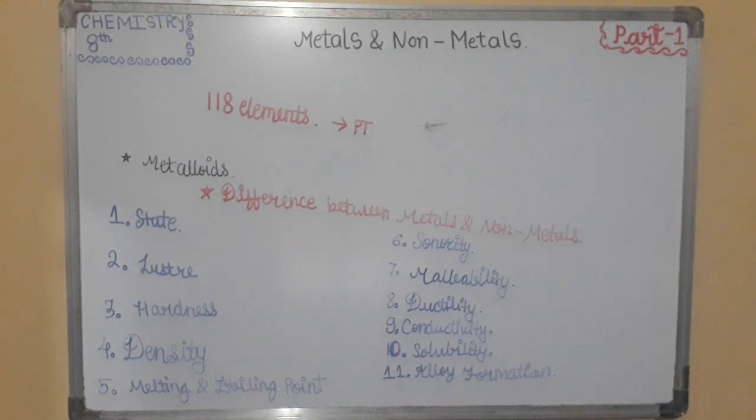In part 2, we will learn chemical properties of metals and non-metals. So there are total 10 chemical properties of metals and non-metals. Then we will learn a short topic, think it over.